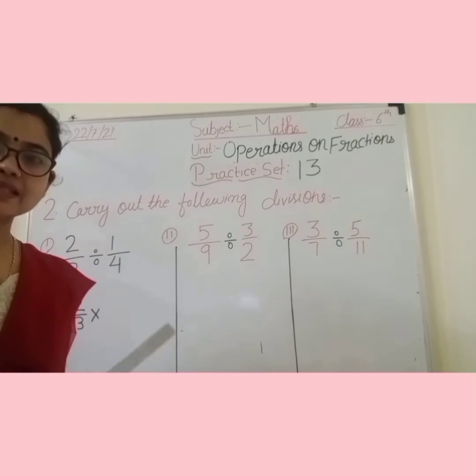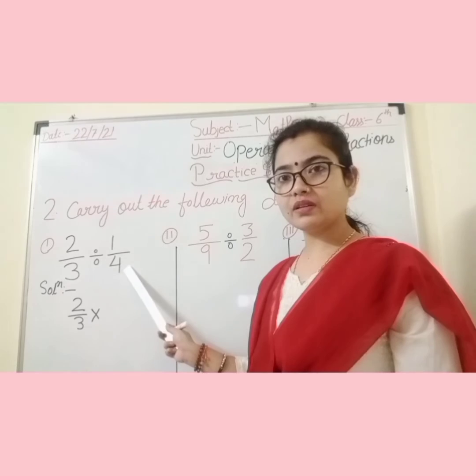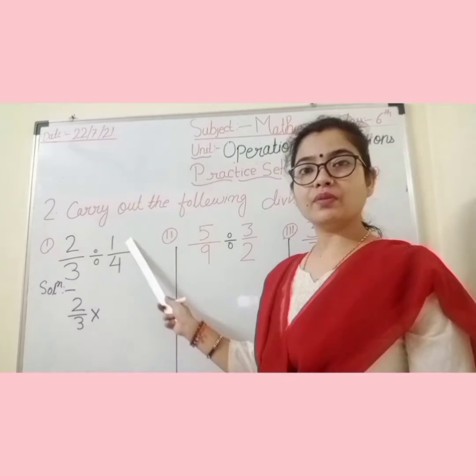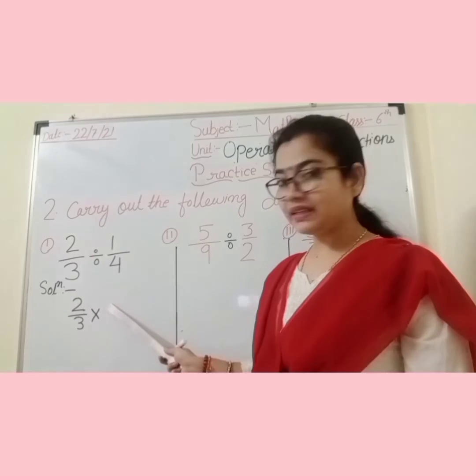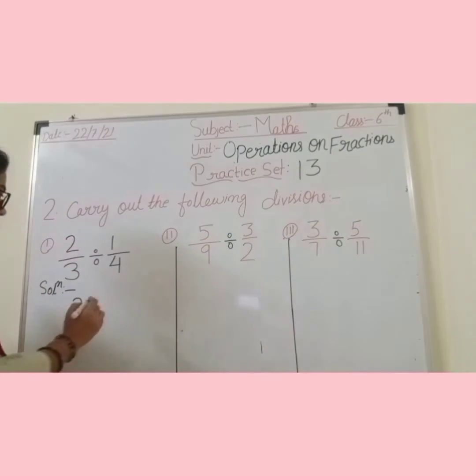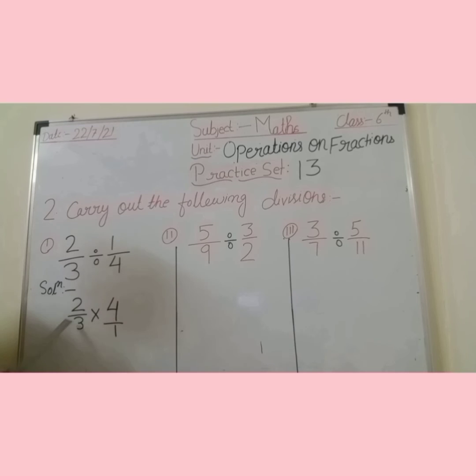Student, as I have told you, what will be the reciprocal of this 1 by 4? Tell me. That will be 4 by 1. So I will write here 4 by 1. See, so it has come in multiplication form. Now what you will do?